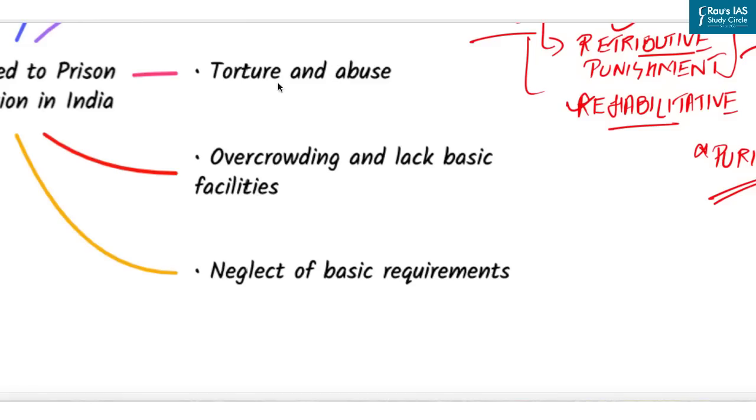Next problem is torture and abuse. The prisoners are subjected to the harshest form of torture and made to perform heavy labor for no pay. Also, the number of people dying in custody as a result of abuse and torture has been steadily rising. Above that, prisoners who are women are more vulnerable to abuse.